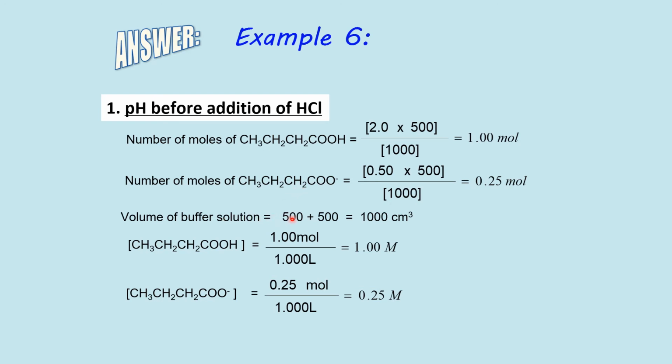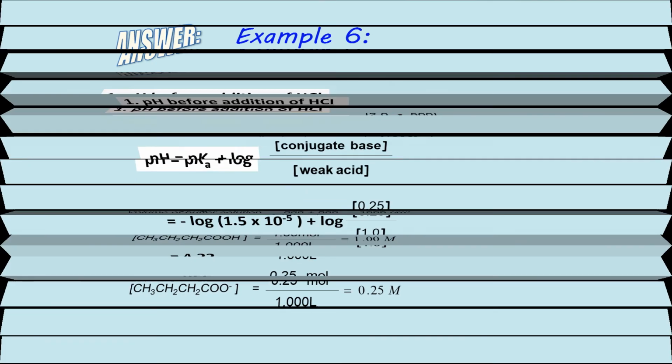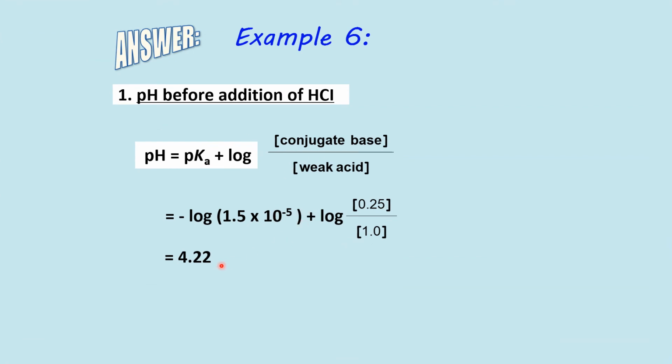Okay, now the volume is 1 dm³. So 1 mole of the acid divided by 1 liter of the buffer solution, so it's 1 molar. For the conjugate base, 0.25 mole divided by 1 liter, so we get the new concentration for the conjugate base is 0.25 molar. Always remember to write down the unit. So once we have found the new concentration for the acid and the conjugate base, now we can substitute the values into the Henderson-Hasselbalch equation. Substitution, so the pH before addition of hydrochloric acid is 4.22.